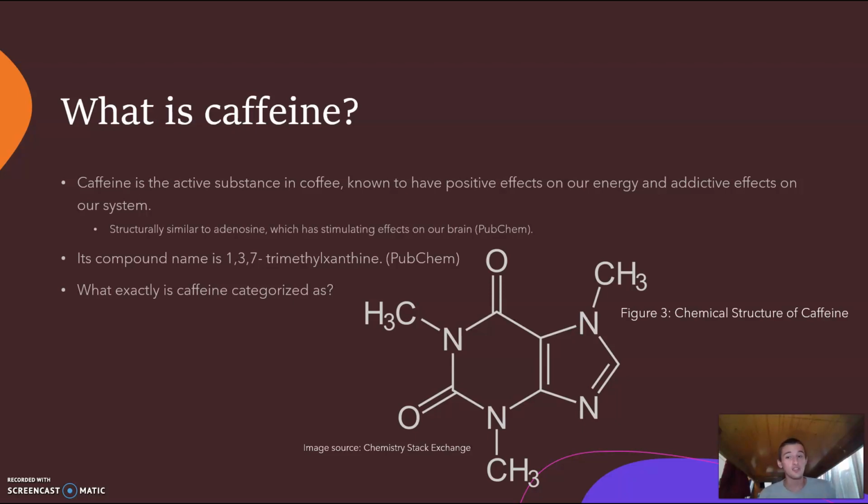But caffeine is structurally similar to adenosine, and you'll maybe find a connection, adenosine and adenosine triphosphate. As an energy source, adenosine stimulates our brain. So it's going to treat caffeine similarly to adenosine and have stimulating effects on our brain.